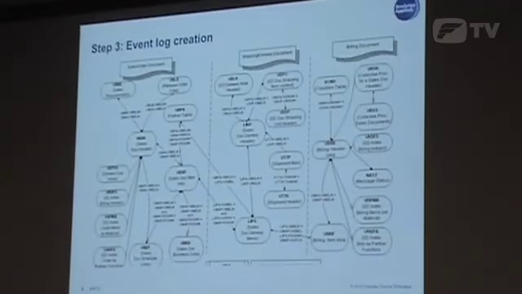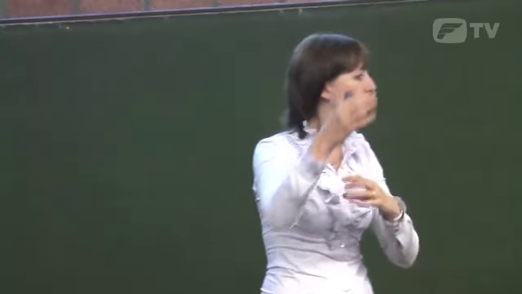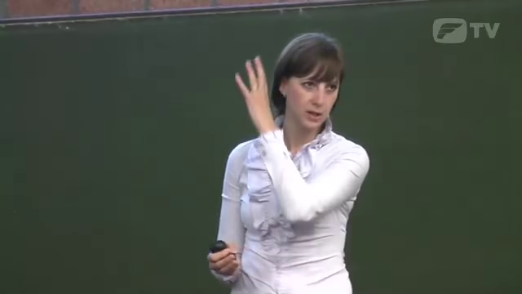Now we have the expertise, so we know which tables. But then step 3 is the event log creation. And this is an overview of how, for the sales to cash, so the revenue cycle in SAP, all the data is related to each other. You have the sales order and the shipments, and you have tables with header information and tables with item information. So you have a bunch of related tables. So actually, SAP is kind of a relational database.